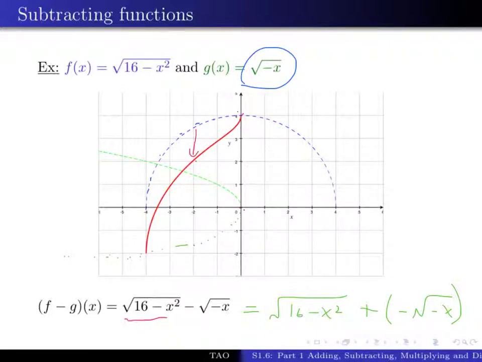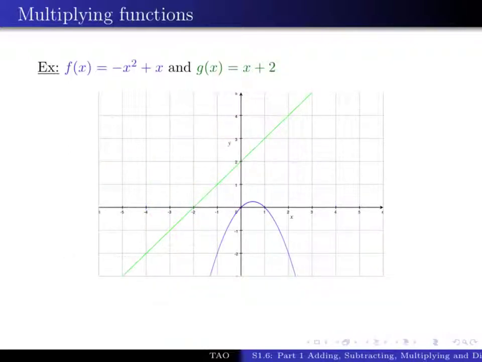When this is 0, the only thing we're left with is this negative of the square root of negative 4, a negative of a negative 4, which is the square root of 4. Square root of 4 is 2, and we have a negative 2. Okay? So we get this thing where the domain is restricted from negative 4 to 0. All right, now let's look at multiplying things.